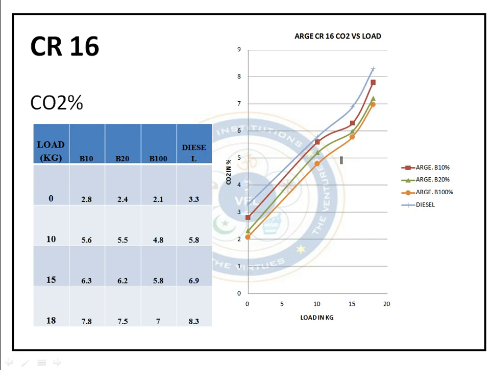For carbon dioxide emission at compression ratio 16, for 0 kg of load, B10 gives 2.8% of CO2, B20 gives 2.4%, B100 gives 2.4, and diesel gives 3.3. This is the data of CO2 emission for compression ratio 16. In the graph, this blue line is diesel. Again, for CR16, carbon dioxide emission is higher for diesel as compared to B20 and B100, and the downmost side is B100. Very less emission in pure Argemone.